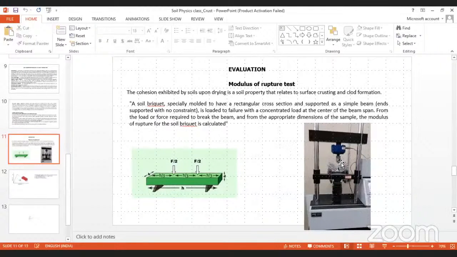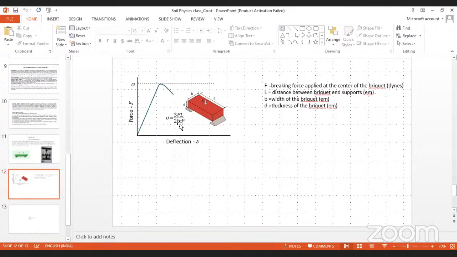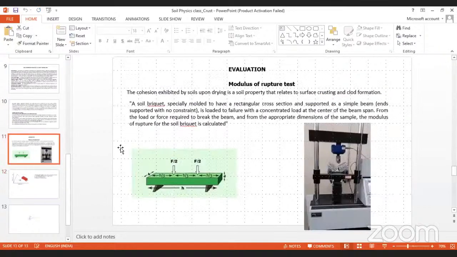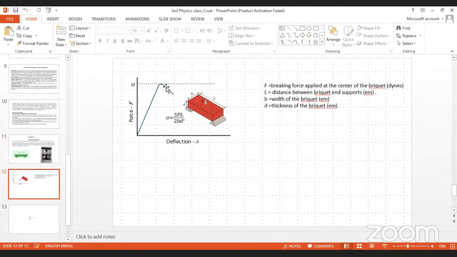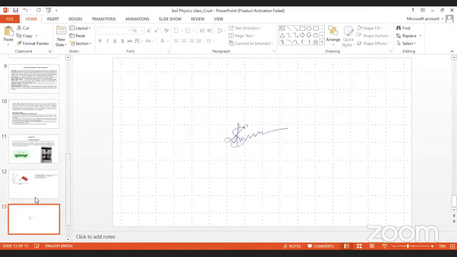We measure how much force is required to break the soil briquette, and that force is measured as soil crusting strength or soil strength, and it is calculated as 3FL by 2BD square. This is the force and deflection graph. The force is increasing, and at this point the soil briquette breaks. Thereafter the force decreases. In that way, we can measure soil crusting.